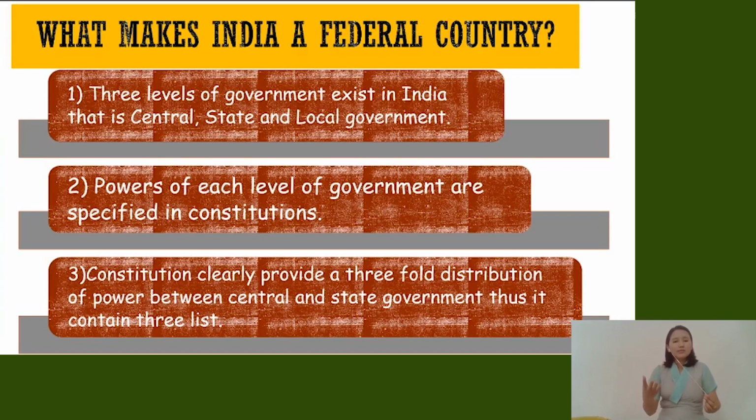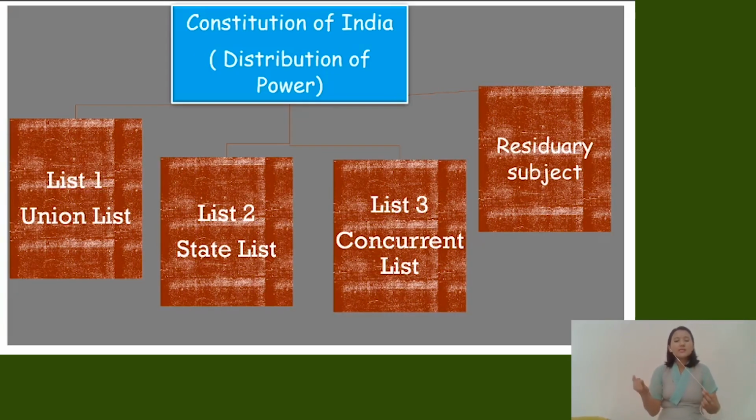We have three levels of government and the powers of each level of government are written in the Constitution. The Constitution of India has clearly divided the power between the central government and the state government into three lists. These three lists are the Union list, state list and concurrent list.